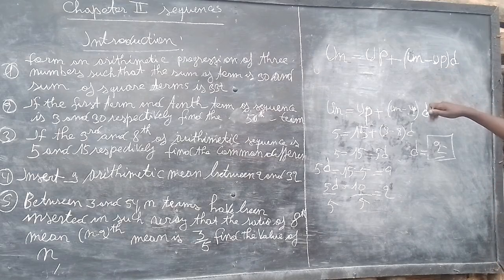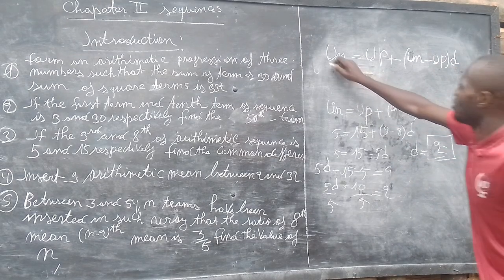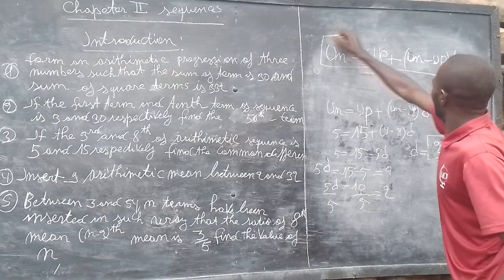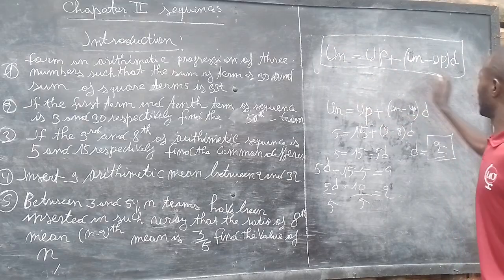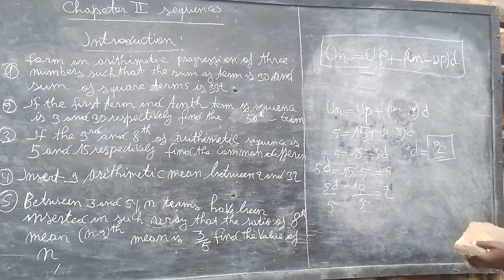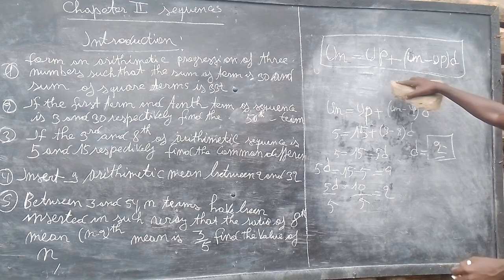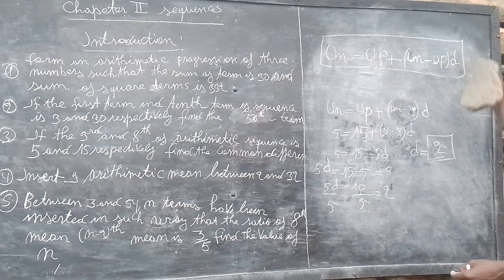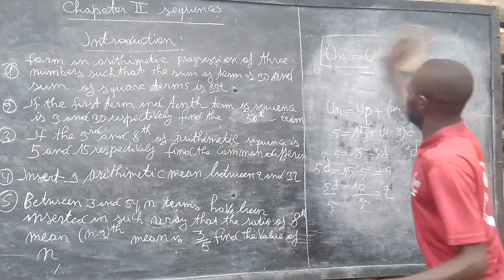This is Un minus Up times d. This is a formula which will help you to determine the d if you are asked to determine it. So this is the formula you have to use in order to calculate what you are given.